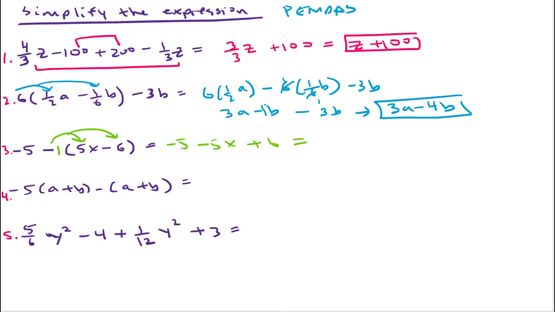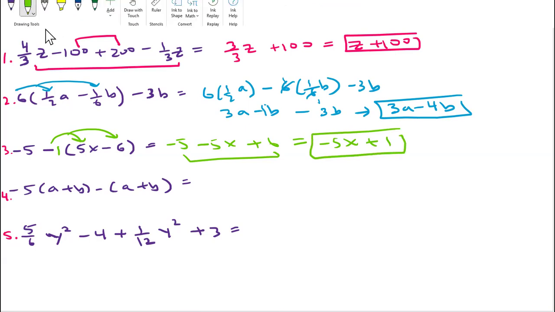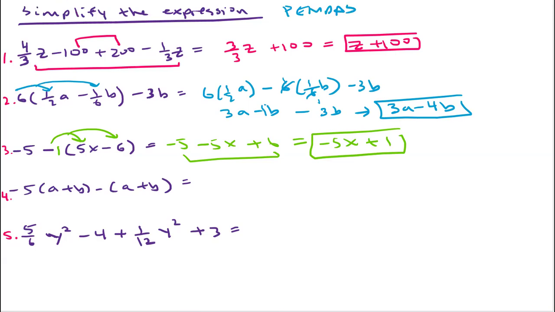Okay. Then I combine my like terms. I don't have any other x's, but I have the ones with no x's. So I'm going to put those together. So I have what? Negative 5x, and then negative 5 plus 6 will give me a positive 1. All right, so let me pause there for a second.